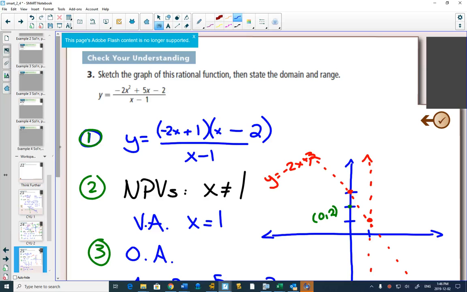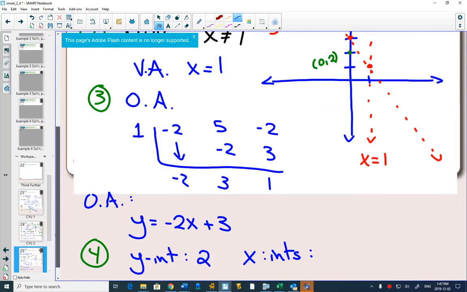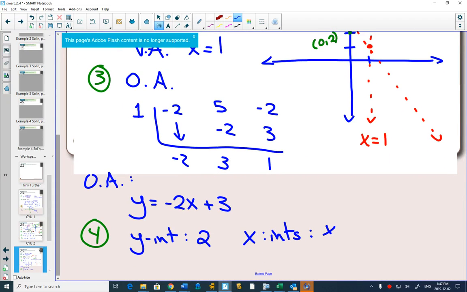For my x-intercept, or x-intercepts, we've already factored it. By factoring it, you are able to find wherever your numerator is equal to 0, you'll have x-intercepts. So we're going to have one at 2 and another one at a half. Label those points as well.